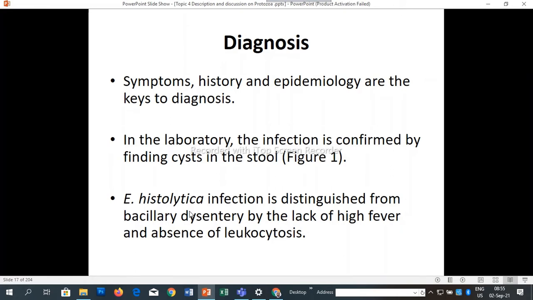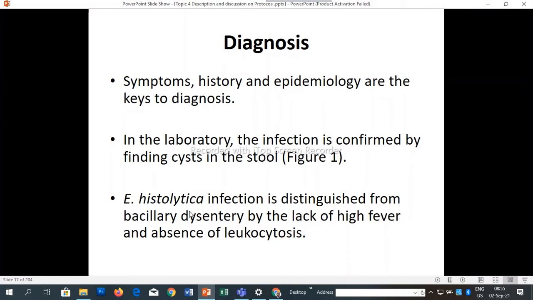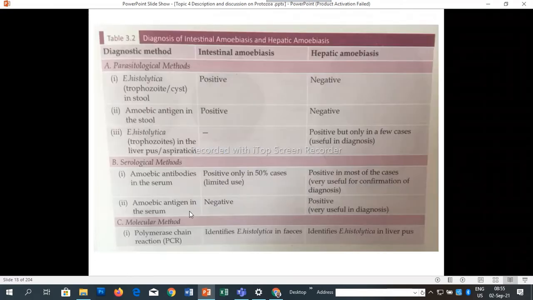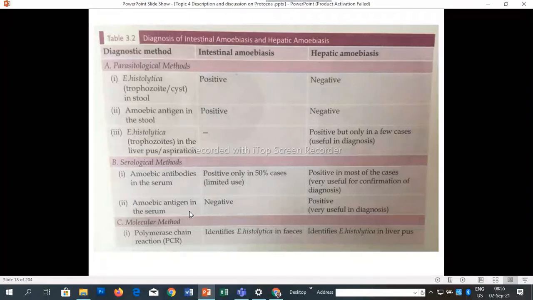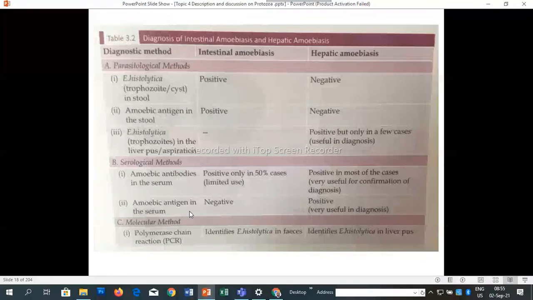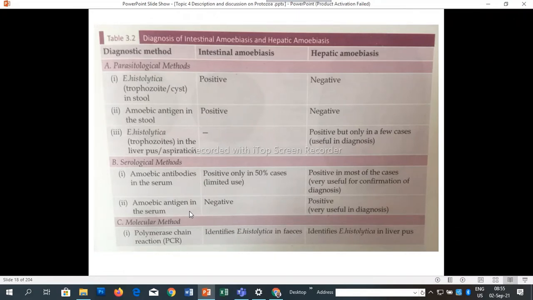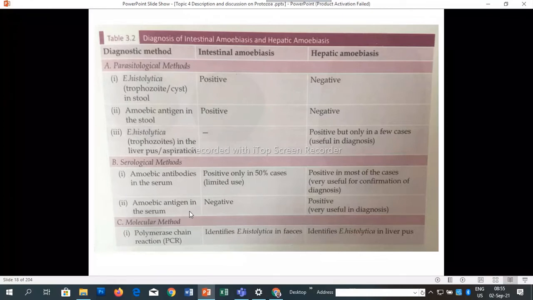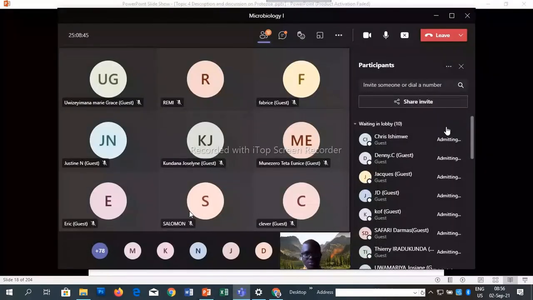And if the patient has fever, certainly it's bacillary dysentery. But with Entamoeba histolytica, you normally don't have fever, you don't have that kind of leukocytosis, but you can still have bloody or mucoid diarrhea and abdominal pain as well as vomiting. So this is the diagnosis of intestinal and hepatic amoebiasis, where some tests are positive, like the stool sample in intestinal amoebiasis, but when it goes to the liver, stool is negative. I have already said that. So when it's extra-intestinal, it's difficult to diagnose. That's why it's very dangerous and can even cause death.